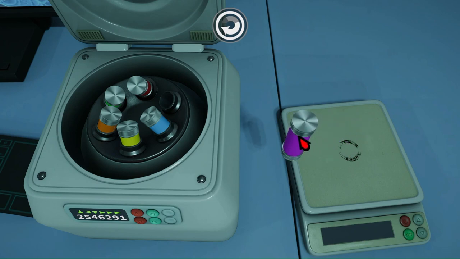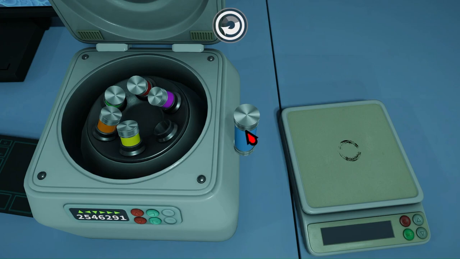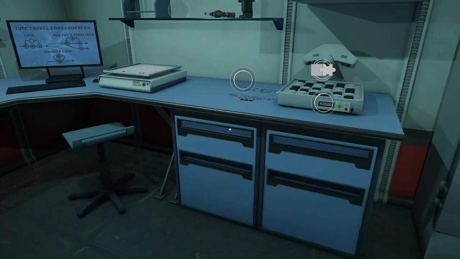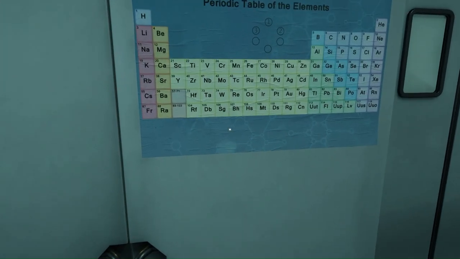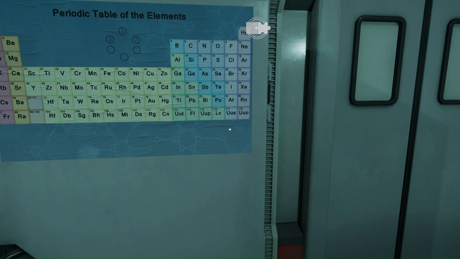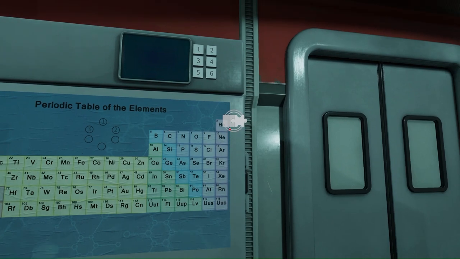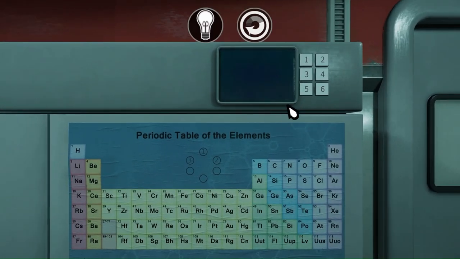Right, so this blue one is 3rd. Let's find blue. All right, put blue in. Blue is SB, right? SB is a 5-1. Is that 5? Is it 1? Well, it's a 5. It's 1, 2, 5. I'm going with the 1, 2, 5.